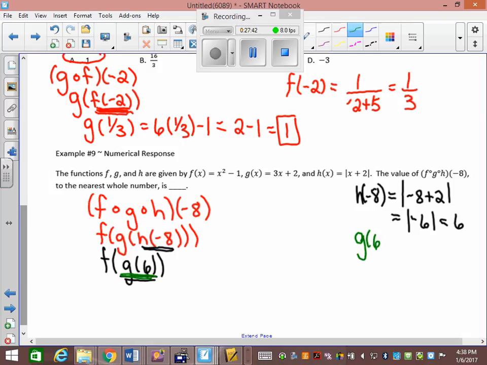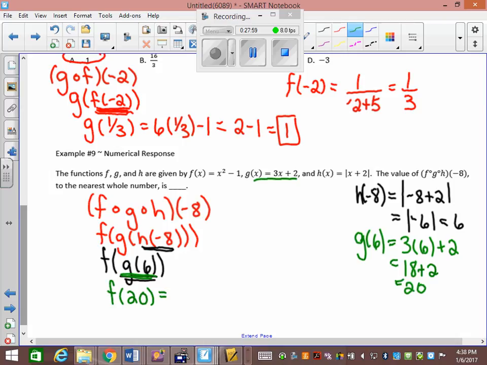G of 6 equals 3 times 6 plus 2, because now we're going to fill into the g of x formula. So I'm going to get 18 plus 2, which is 20. So now in for g of 6, I'm going to fill in 20. So I'm going to have f of 20.